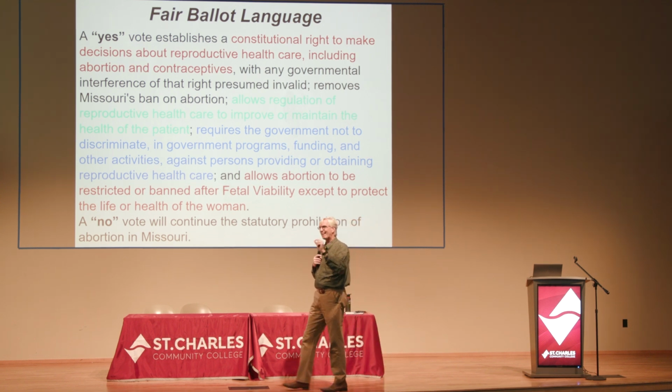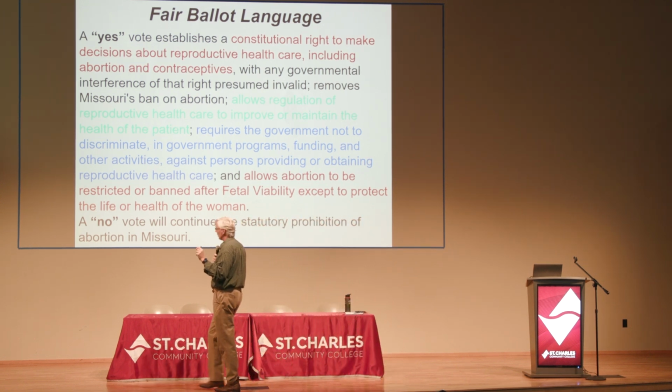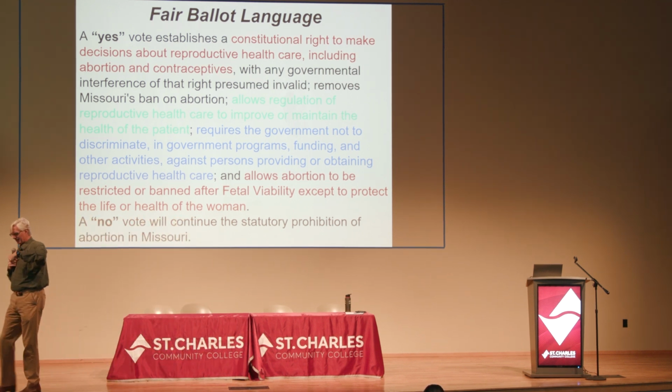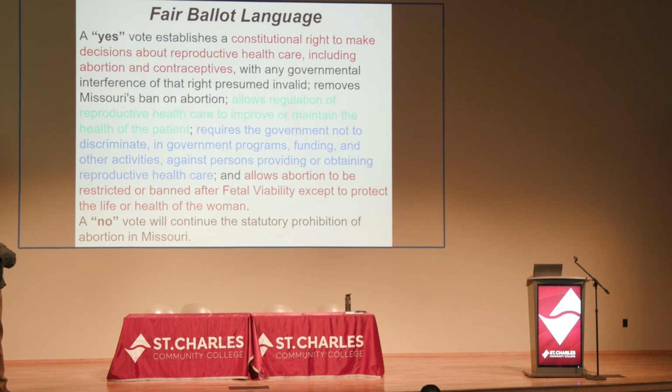So again, you can actually find this on their website. This is the fair ballot language. This is how they interpret, in a fairly nonpartisan way, what this actually would do. It's a constitutional right to make decisions about reproductive health care, including abortion and contraceptives. It allows abortion to be restricted or banned after fetal viability, except to protect the health and life of the woman. So what does that essentially do?